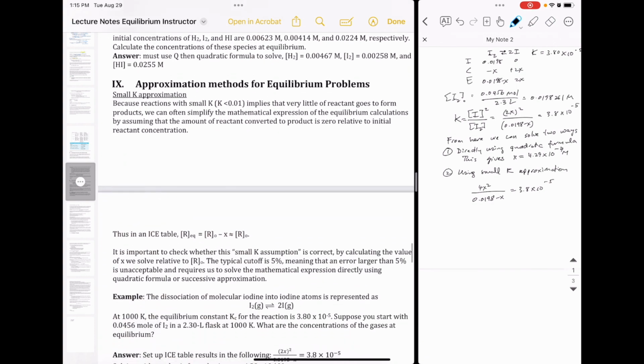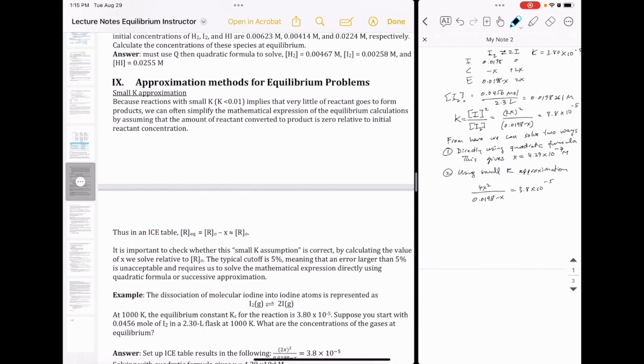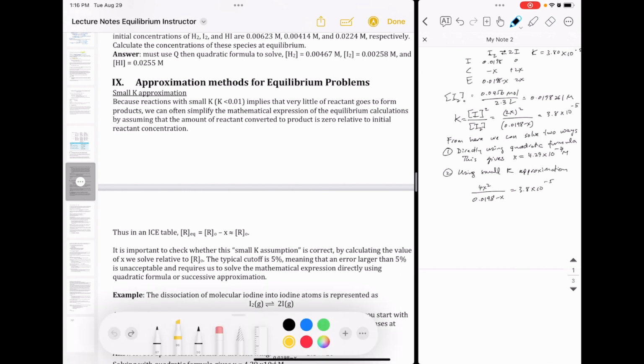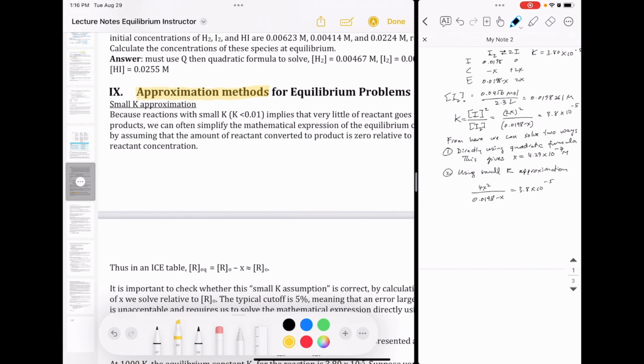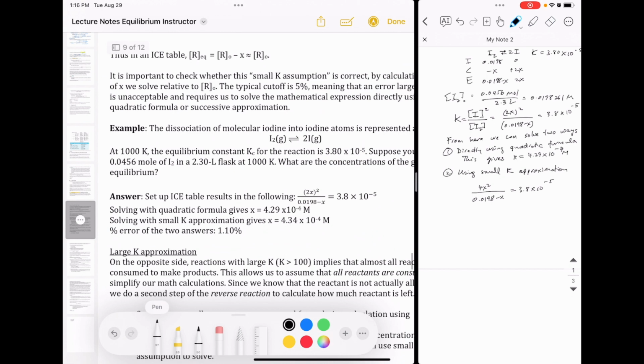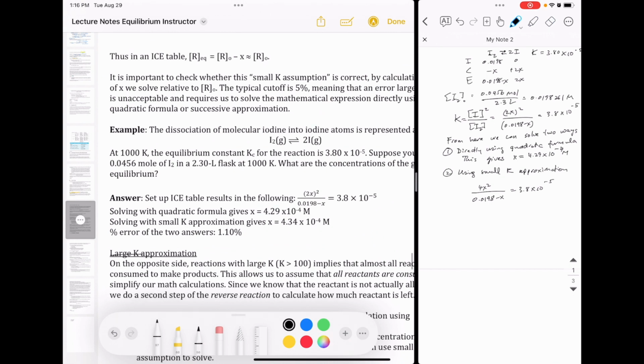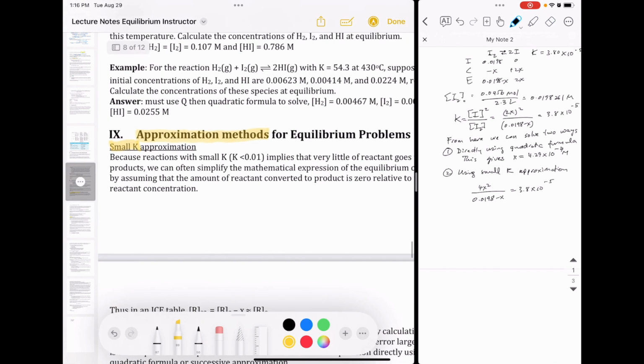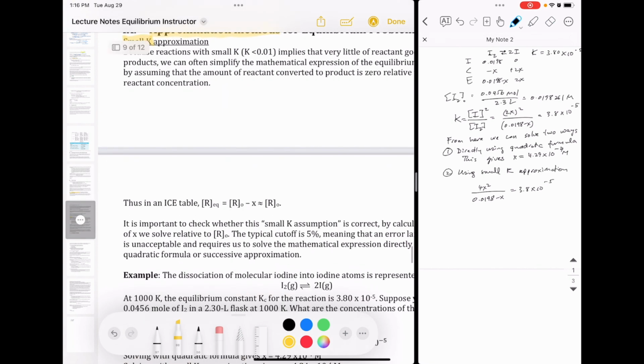Now we're going to use two methods to simplify some of the more difficult equilibrium problems. These are generally called approximation methods, and you'll see them being applied to situations where K is really small, so we call that the small K approximation, or where K is really large, so we call that the large K approximation. And so we'll start with the small K approximation and explain what that is.